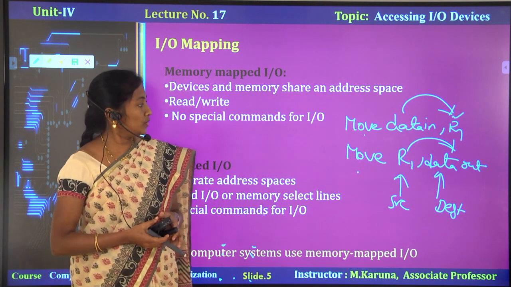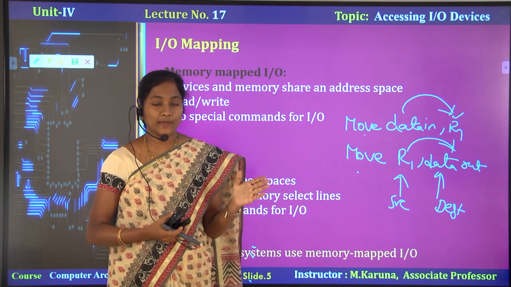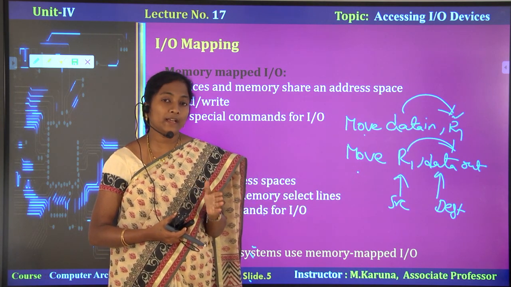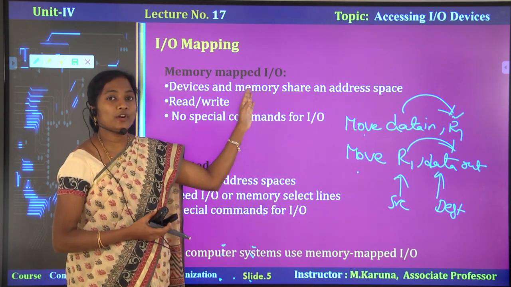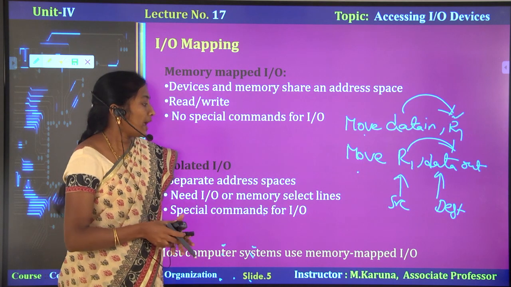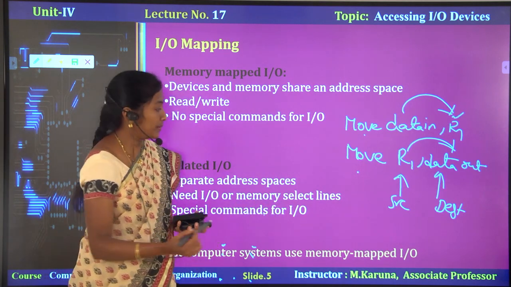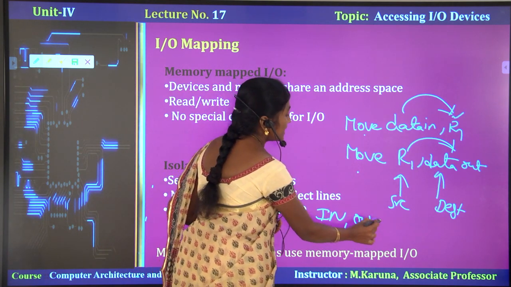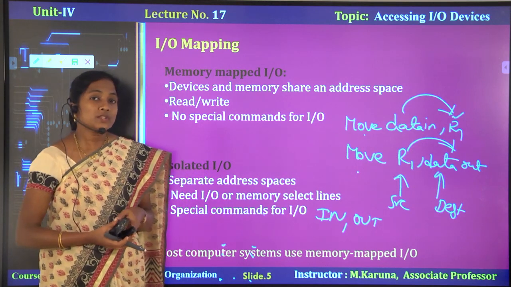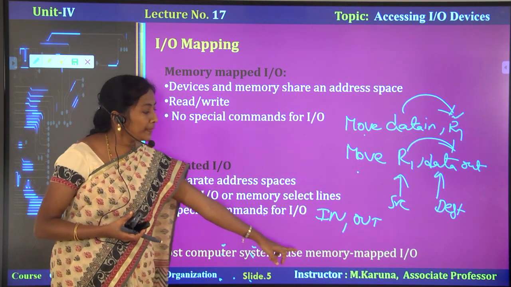These two kinds of instructions are used to transfer data between I/O devices and the processor in the case of memory mapped I/O. Some other computers use isolated I/O. In this case, in and out instructions are used. Most computers use memory mapped I/O.